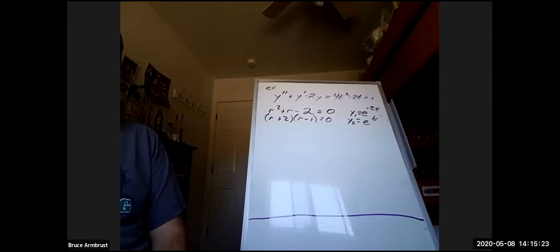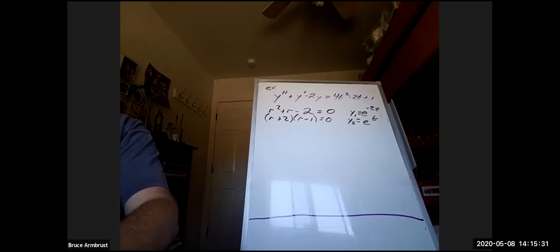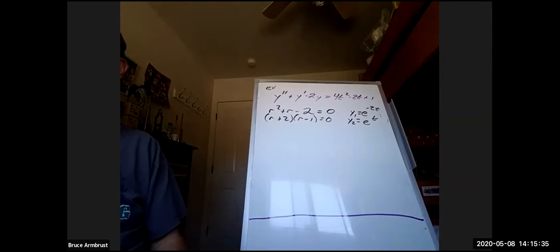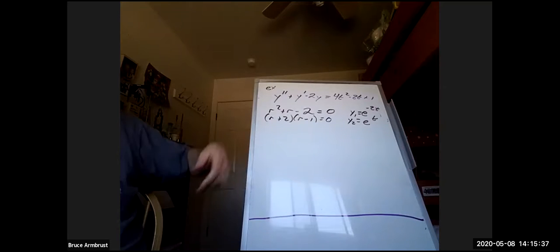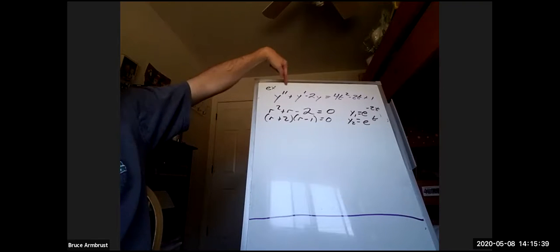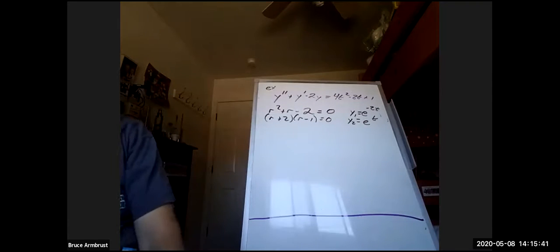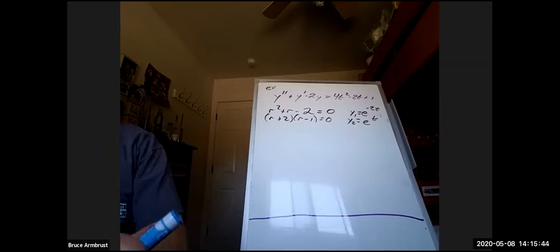All right, so good for that part? All right. So now we have to try to find a particular solution to this specific differential equation. We need a function that when we put it in here gives us 4t squared minus 2t plus 1.